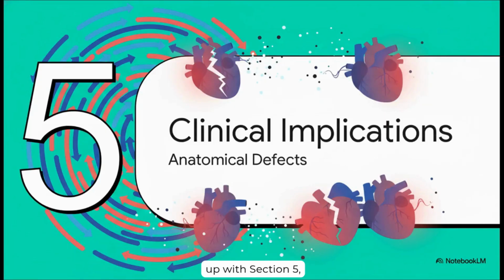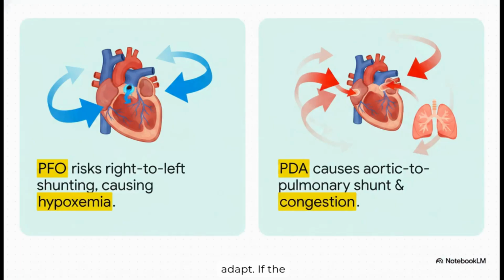Wrapping up with Section 5, Clinical Implications and Defects, let's look at what happens when this intricate transition sequence fails or when the anatomy doesn't adapt as it should. If the shunts fail to close, the newborn suffers from abnormal blood admixture. If the foramen ovale stays patent and right-sided pressures remain high, you get right-to-left shunting. This bypasses the lungs entirely and causes severe hypoxemia.